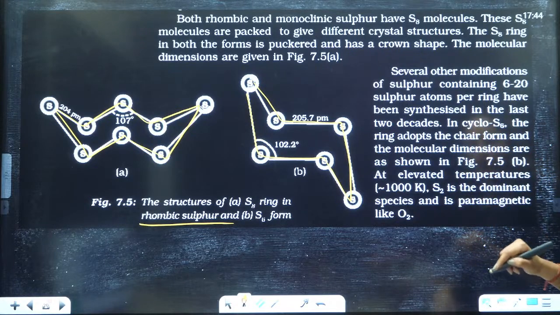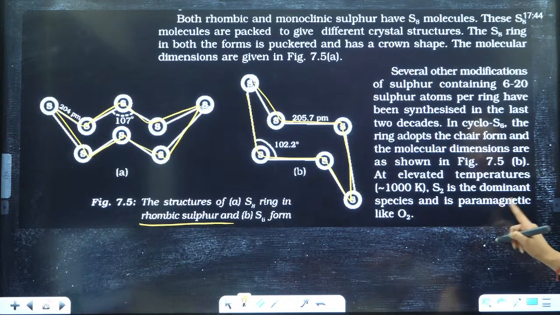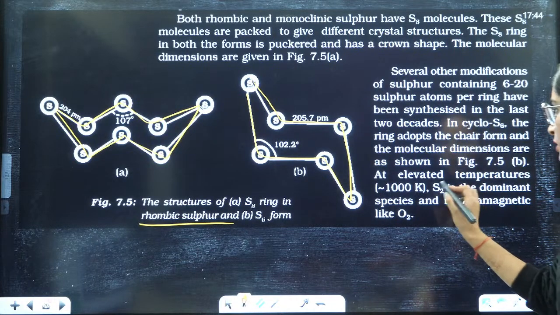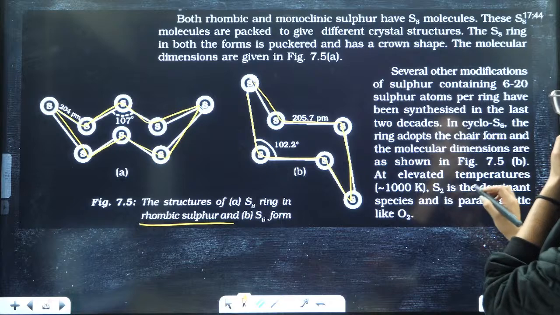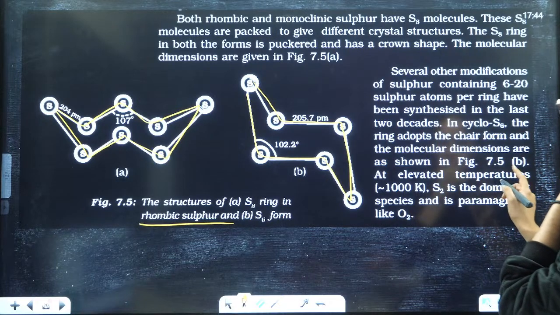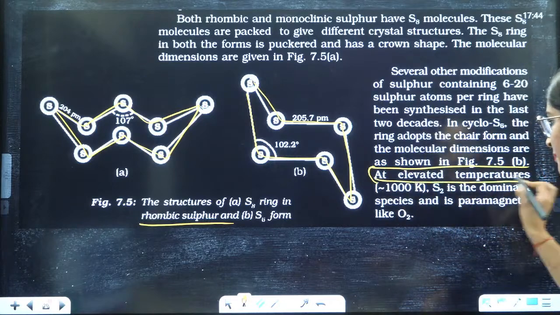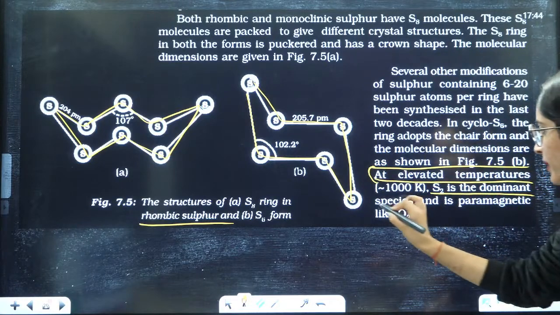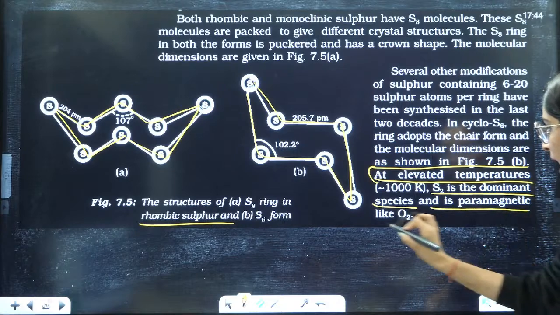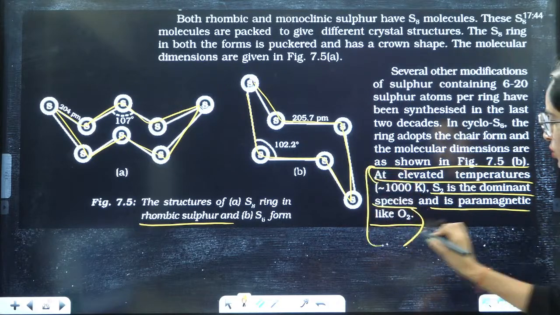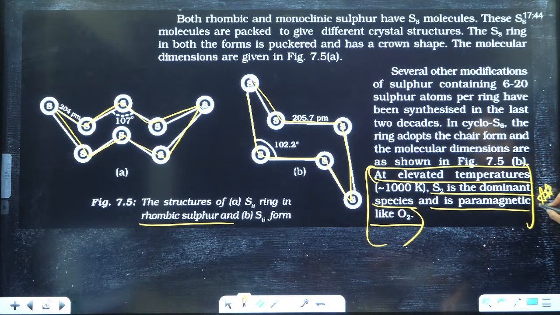It's also not important for you. S2 is the dominant species and is paramagnetic like O2. Now this thing is important: at elevated temperature, S2 is a dominant species and is paramagnetic like O2. This thing is important, right?